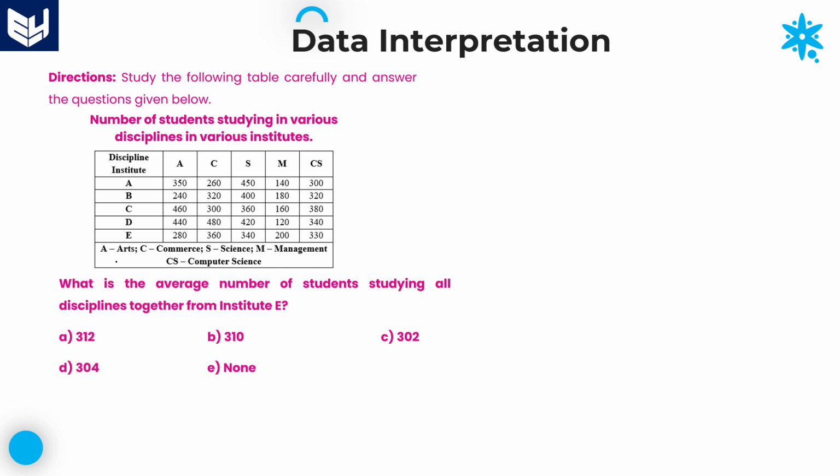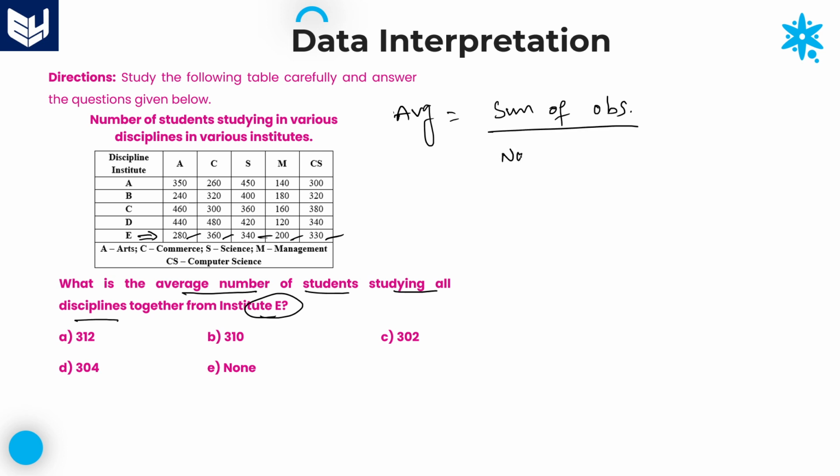Okay, let's move on to the next question. What is the average number of students studying all the disciplines together from Institute E? From Institute E, we need to calculate the average value. Average value in the sense, as we all know, average is equal to the sum of observations by the number of observations. Now you can calculate the required average for this question.